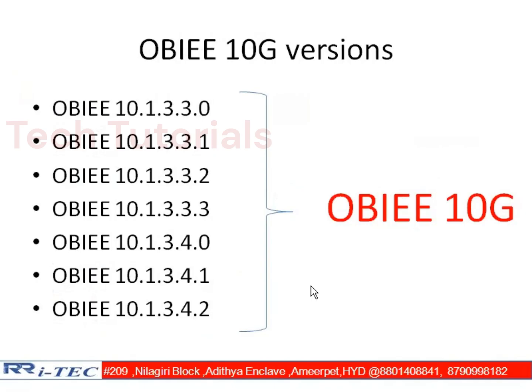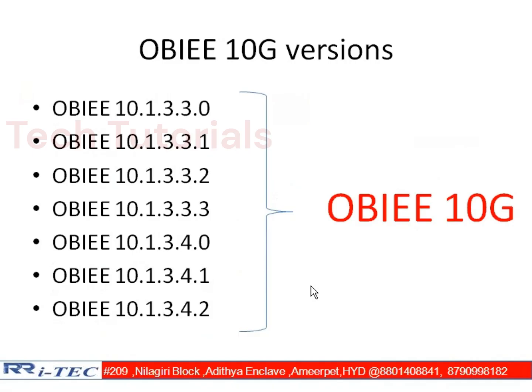So these are the versions which are available in 10G. We started with 10.1.3.3.0 in the 10G, that is the first version. Thereafter we went for 3.1, then 3.2, then 3.3, 4.0, 4.1, 4.2. These are the 7 versions available.